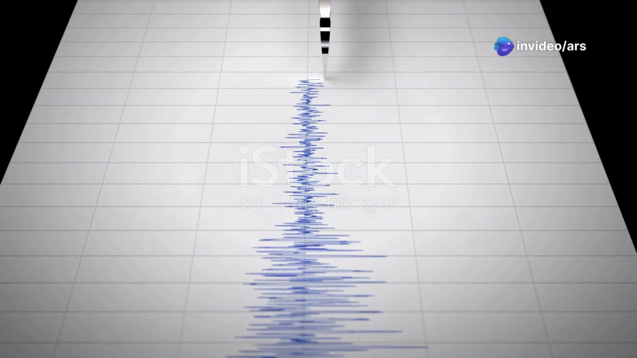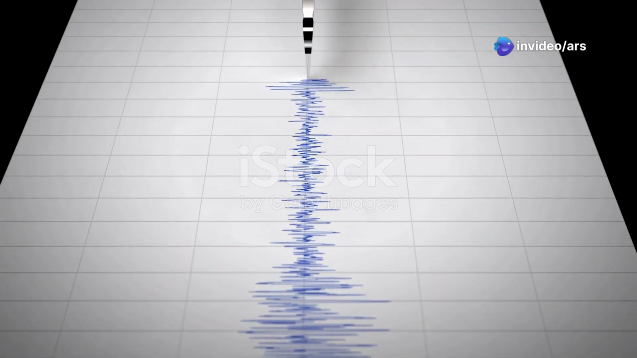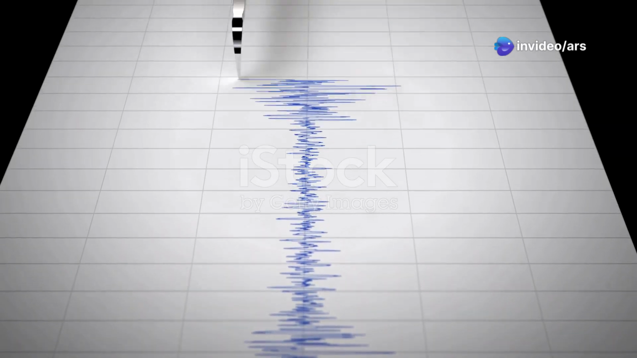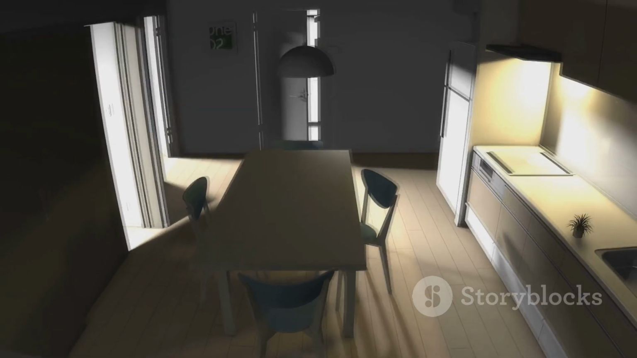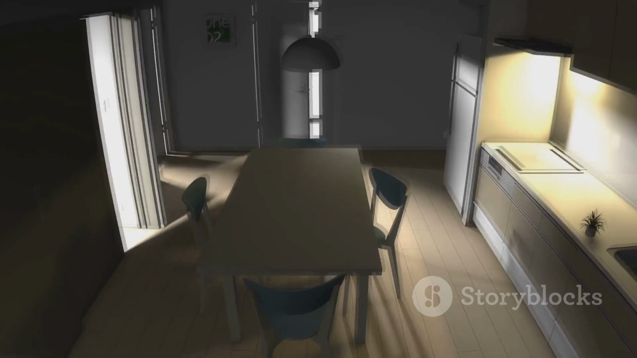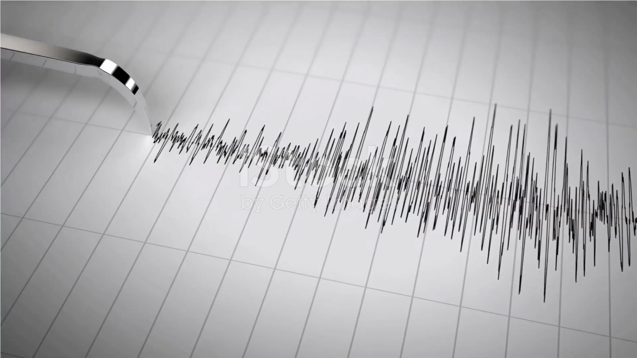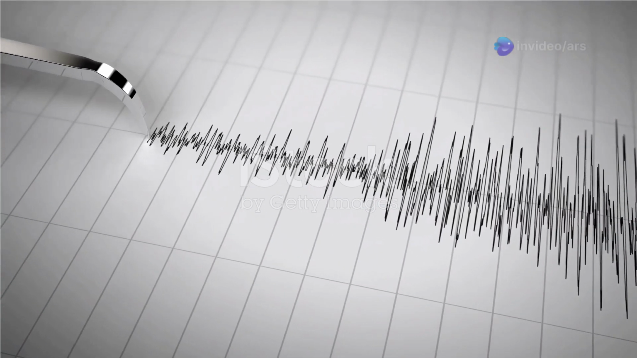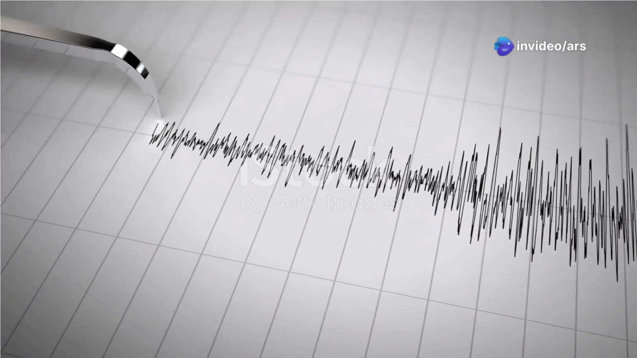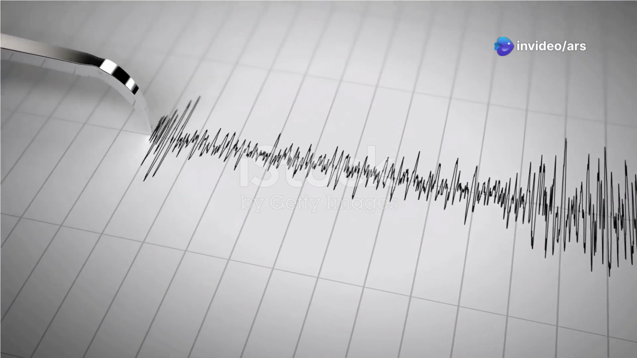When an earthquake occurs, it releases energy in the form of seismic waves that travel through the Earth. These waves cause the ground to shake, sometimes with devastating effects. Understanding the different types of seismic waves is crucial for understanding how earthquakes are measured and how they impact structures.